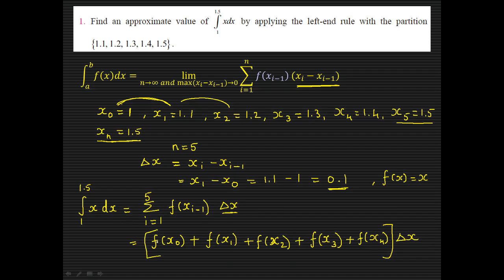Now you need to find the value of f of x naught. Here the x naught value is 1, so you just substitute: f of 1 plus f of 1.1 plus f of 1.2 plus f of 1.3 plus f of 1.4, into delta x. The delta x value is 0.1, so let me substitute 0.1.